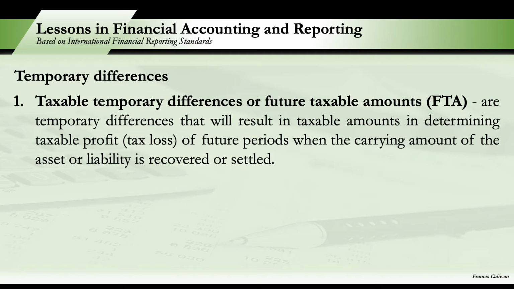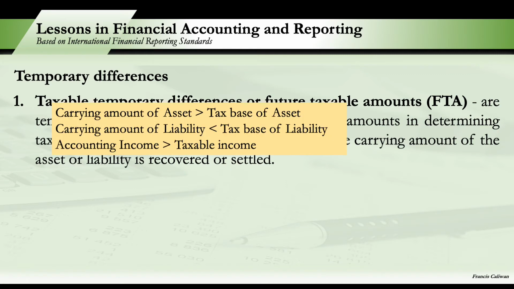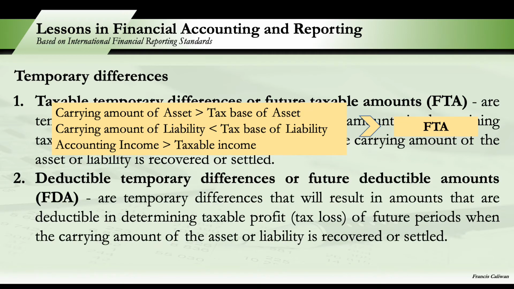And from an income statement perspective, temporary differences result if the accounting income is higher than the taxable income. So in summary, let's have this: carrying amount of an asset higher than its tax base, carrying amount of liability less than its tax base, and accounting income higher than taxable income. So this will result to future taxable amount.